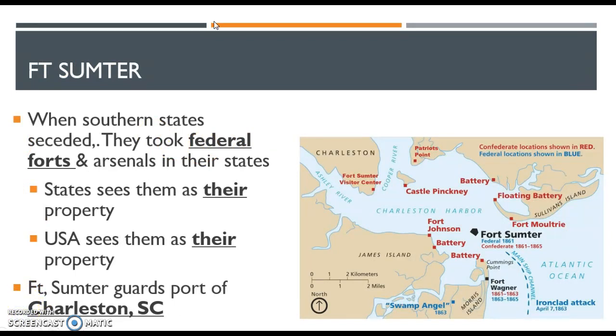The final step in leading to military conflict of the Civil War is Fort Sumter. If you look on our map, Fort Sumter is a U.S. fort located in the middle of Charleston Harbor. It guards the port of Charleston, which is the key harbor in the South, politically, militarily, debatably, economically. So it's really important to the state of South Carolina and to the South as a whole.